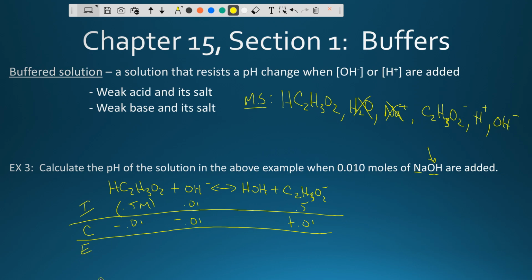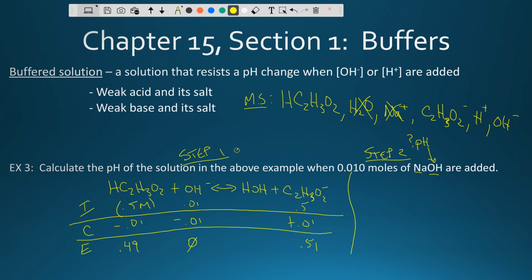Now at equilibrium, then I would have a 0.49. This would be 0, and this would be ending up being a 0.51 acetate that's freed up. Okay, now that's step 1, to find the equilibrium of that base as we added. Now let's take a look at step 2 of this. Step 2 is going to be to find the pH.